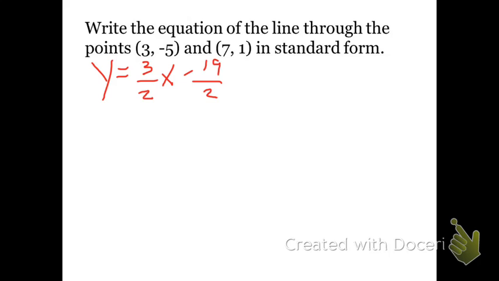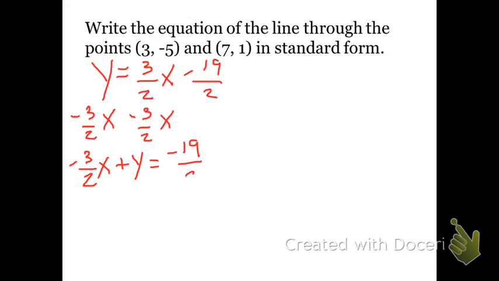Alright, well, if you did everything correctly and kept your numbers as fractions, not as decimals, then in slope-intercept form, you should have gotten y equals 3 over 2 x minus 19 over 2. So, that's the first step, get it in slope-intercept form. Now, to help us get in standard form, we're going to move the x term to the other side by subtracting 3/2 x on both sides. So now we have negative 3 over 2 x plus y equals negative 19 over 2.